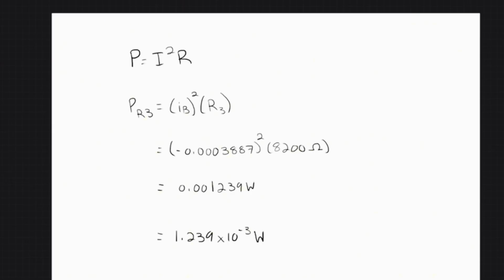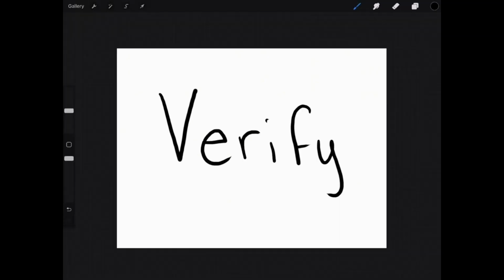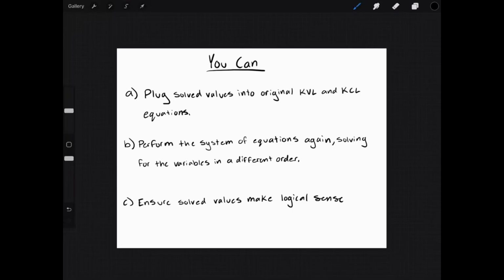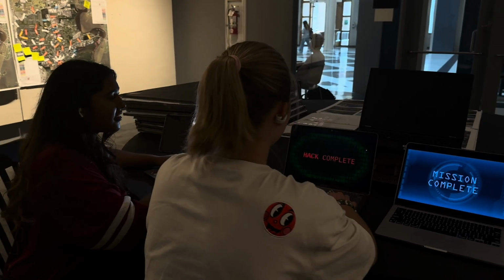Using the equation P equals I squared R and the values of IB and R3, we get a power across resistor 3 as 1.239 times 10 to the negative 3 watts. Now, in order to verify, we can plug solved values into the original KVL and KCL equations for A. For B, we can perform the system of equations again, solving for the variables in a different order. And C, ensure solved values make logical sense.